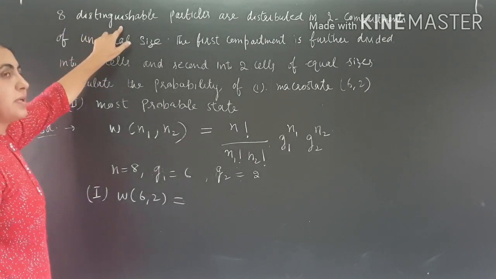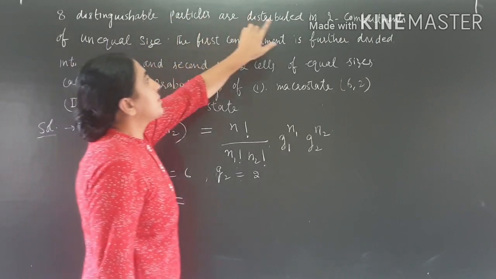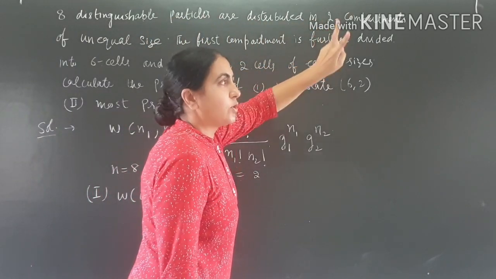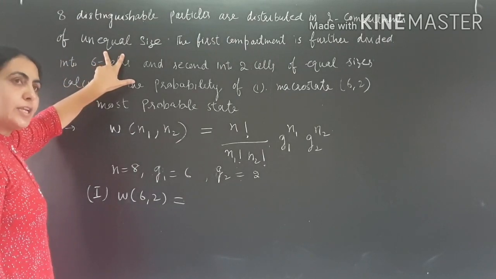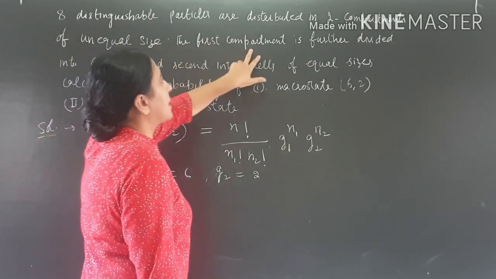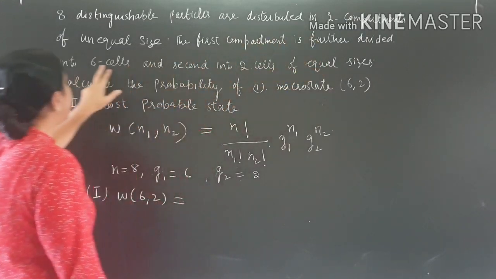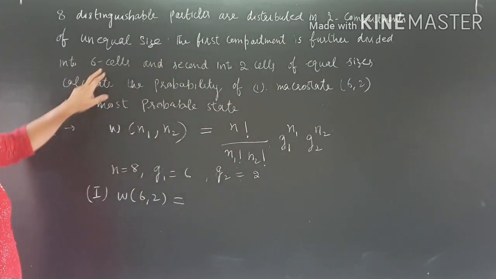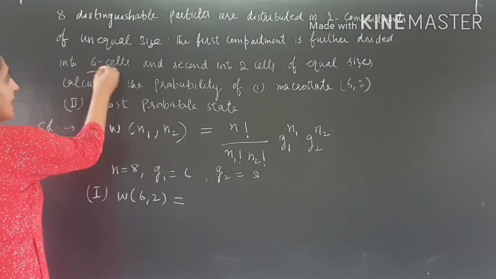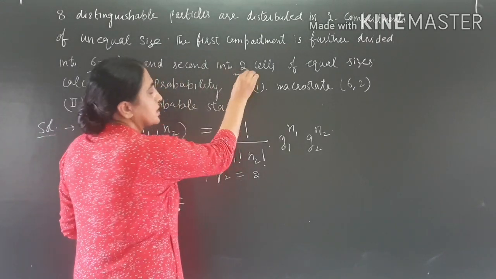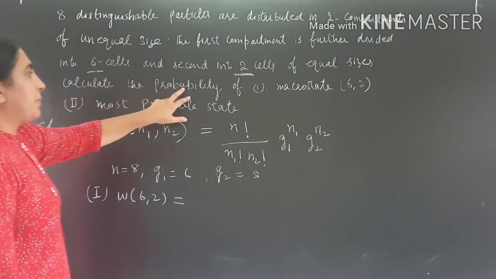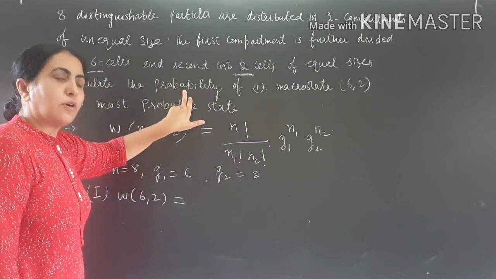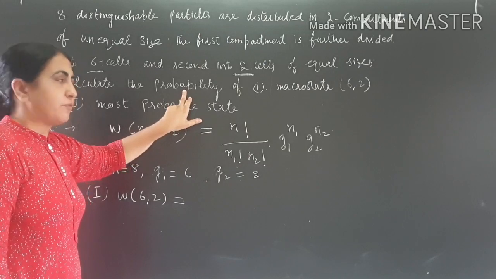8 distinguishable particles are distributed in 2 compartments of unequal size. The compartments are of unequal size. The first compartment is further divided into 6 cells, and the second is divided into 2 cells of equal size. Clear? Calculate the probability. This is a very important numerical from the examination point of view.